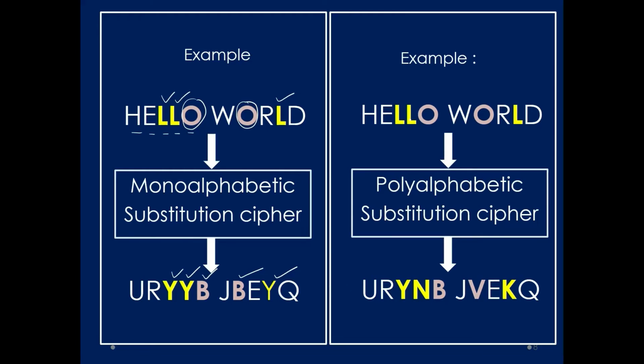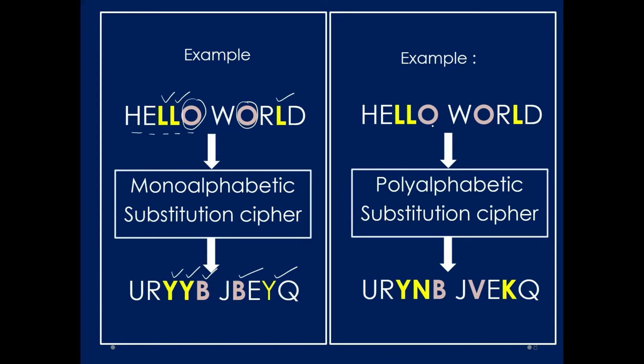L is repetitive in this, O is repetitive in this. So L has been first replaced with Y. The second time when L occurs, it has not again been replaced with Y, but it has been replaced with N. The third time when L occurs, it has been still replaced with some other letter, which is called K. Similarly, O is repetitive.